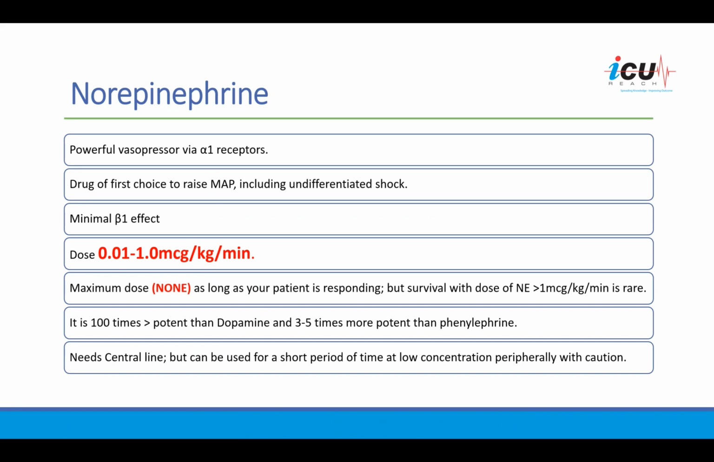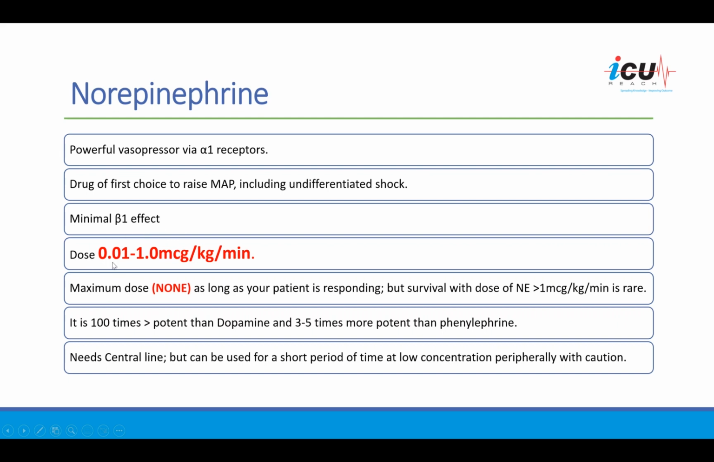And we'll start with norepinephrine. As we mentioned, it is a powerful vasopressor via alpha-1 receptors. It is the drug of choice to raise mean arterial pressure, including in undifferentiated shock. If you're not sure what kind of shock you're dealing with, norepinephrine is the drug of choice. It has a minimal beta-1 effect.